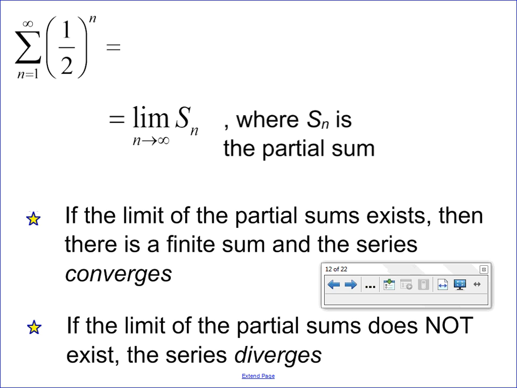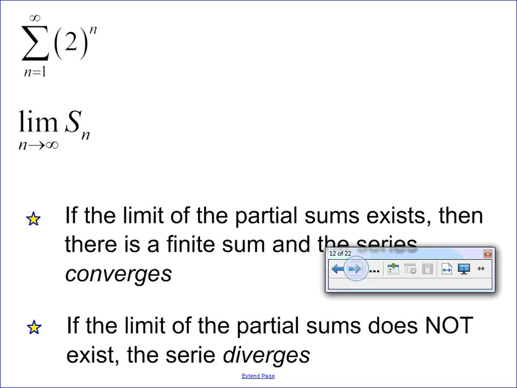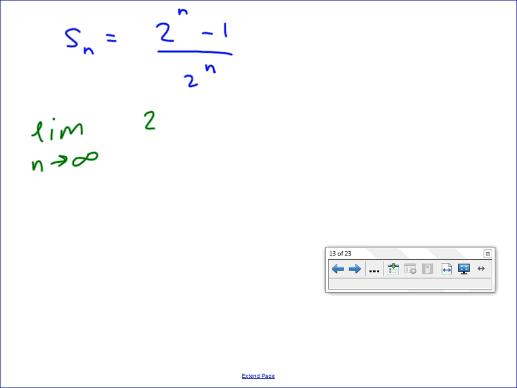All right, so we already saw how this was 1/2 to the n, and then this would be forever doing 1/2 plus 1/4 plus 1/8 plus. But we also generalized the formula for S of n. So if S of n was given by (2 to the n minus 1) all over 2 to the n, we can tell whether or not the series converges or diverges by considering the limit of the partial sum. That is, the limit as n goes to infinity of (2 to the n minus 1) all over 2 to the n.